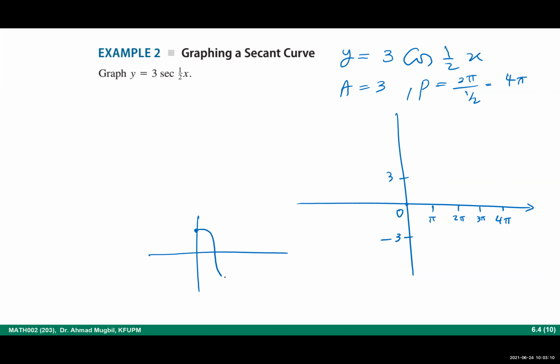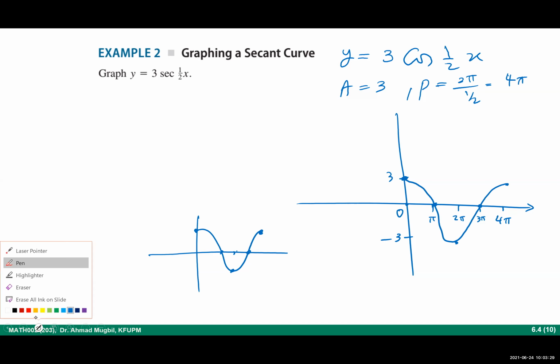Maximum, midline, minimum, midline, and then maximum, like this. So these are the 4 points that we have. Here we have maximum, here midline, here minimum, here midline, here maximum. Connect them. This is the graph of cosine.